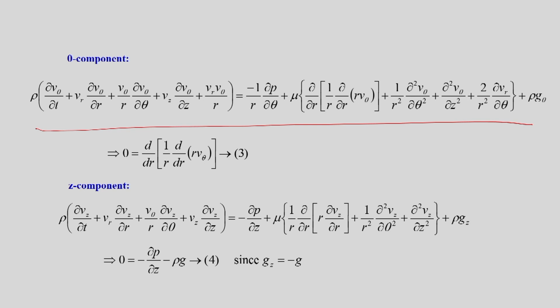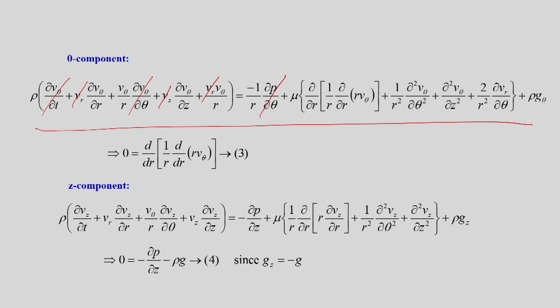Applying the constraints: steady state, so the first term is 0. Vr is not existing. Vθ is existing, but Vθ is not a function of the theta direction because of the symmetry of the flow. Vz is not existing, and Vr is not existing. So, all the terms on the LHS are negligible and can be cancelled out, right.